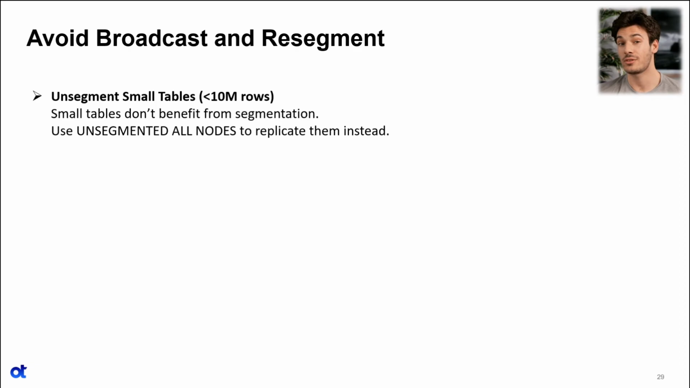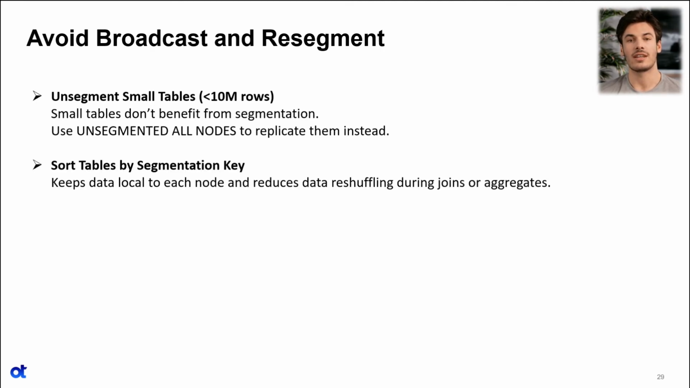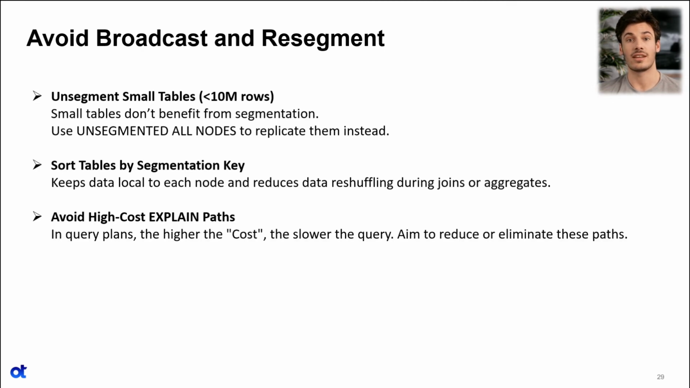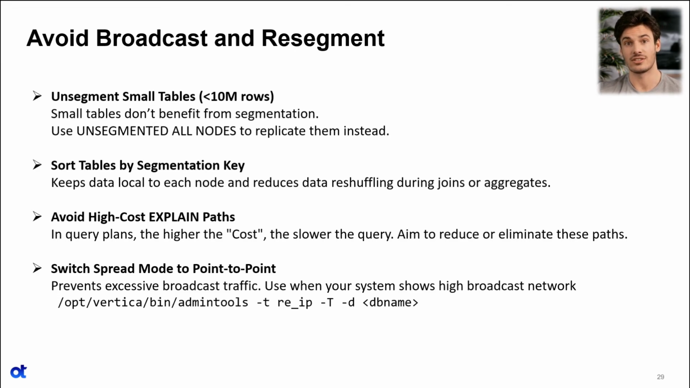Vertica performs better when small tables under 10 million rows are unsegmented, replicated to all nodes, since segmentation adds overhead without benefit. Always sort large tables by their segmentation keys to reduce data movement during query execution. In explain plans, look for and avoid high-cost paths to improve performance. If your system is seeing high broadcast traffic, especially at the network level, switch Vertica's spread communication from broadcast to point-to-point mode using the admin tools command.